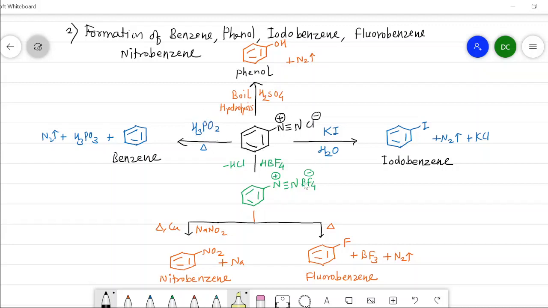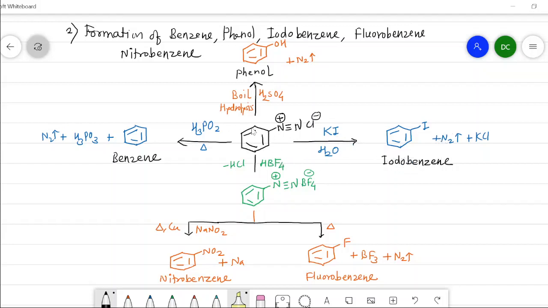They give the corresponding products. Now see the first reaction, which gives the formation of phenol. When benzene diazonium chloride is boiled in the presence of sulfuric acid, there is a replacement of the N2 group by OH and we get phenol. Just N2Cl is removed and we have to add an OH group there. When this benzene diazonium chloride is heated with potassium iodide, we get iodobenzene with the removal of nitrogen.